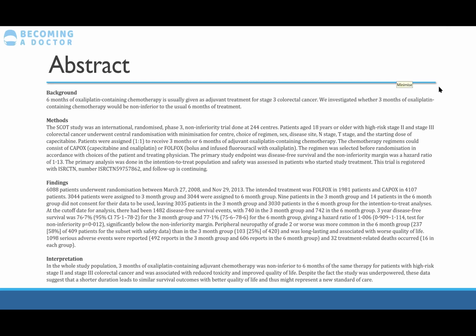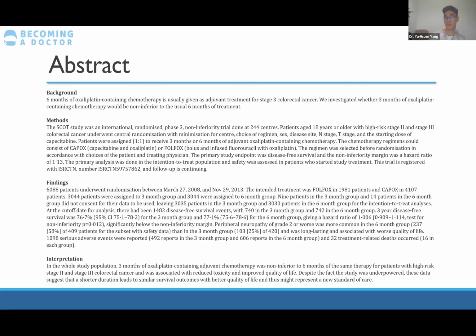I'm not sure if this has been mentioned already, but if you look at the chemotherapy regimens, they both consist of oxaliplatin, but one consists of capecitabine and one consists of a bolus infused fluorouracil. I was just interested to see if that in itself was making a difference to the study, depending on whether they received more of the CAPOX compared to the FOLFOX in each group.